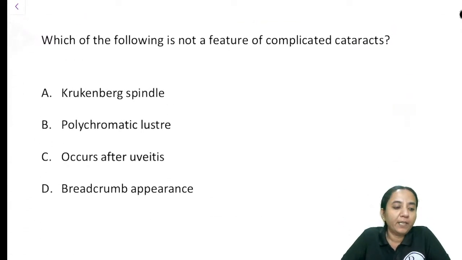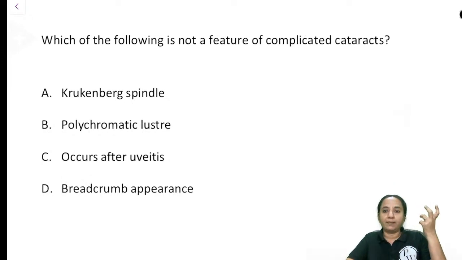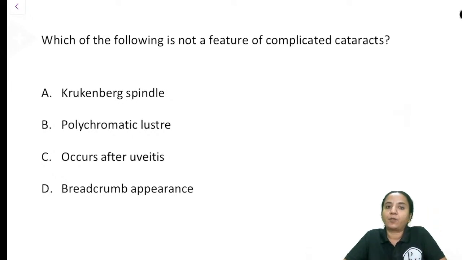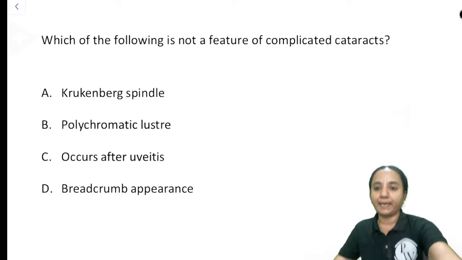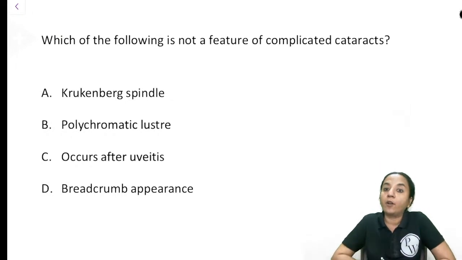Which of the following is not a feature of complicated cataract? Now, complicated cataracts are cataracts due to other ocular disease. One of the most important causes of complicated cataract is chronic uveitis. Of course, it can happen in other conditions, like for example, in high myopia, in retinitis pigmentosa, in angle closure glaucoma. So, a number of ocular diseases give rise to complicated cataract. Uveitis is one of them.